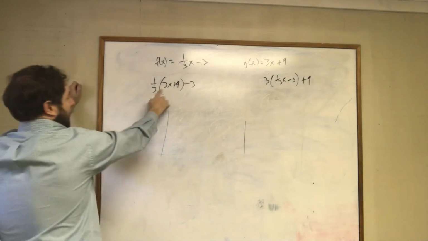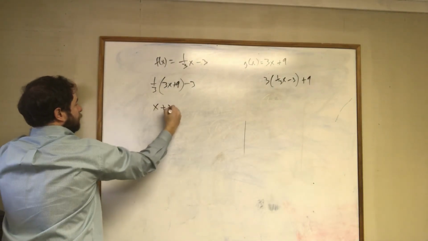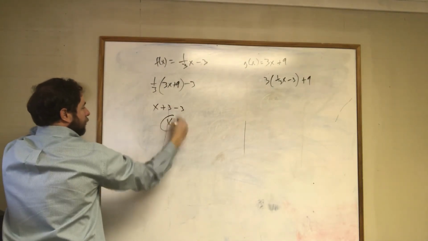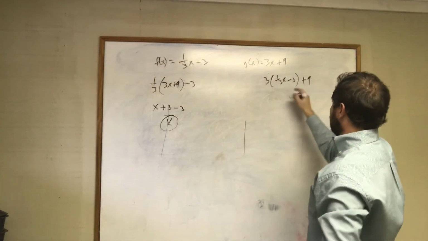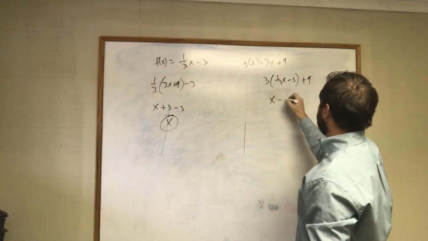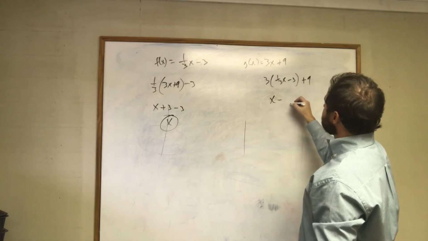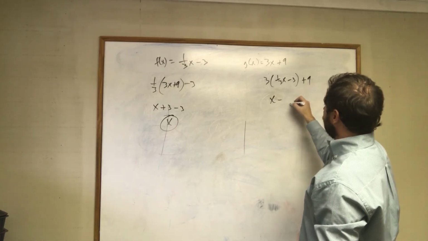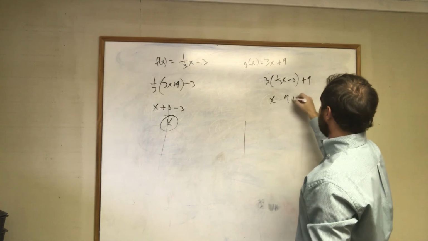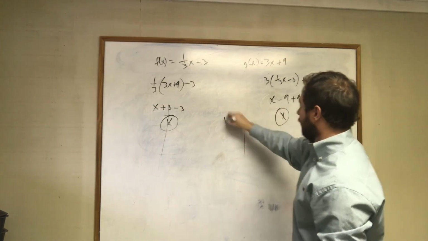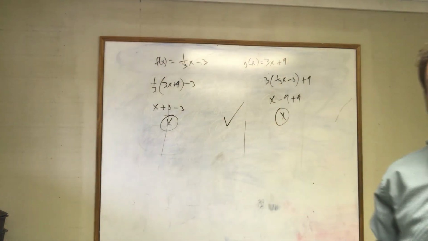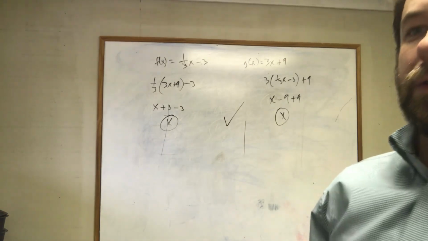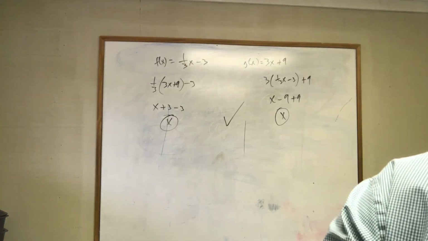So right here, when you divide 3 by both of those, you get x plus 3 minus 3, and you get x as your answer. Over here, when you multiply 3 times these, you get x. Wow, almost messed it up. x minus 9 plus 9. Then you're left with x. The answer is yes, they're inverse functions. That is it for lessons 38, 39, and 40.